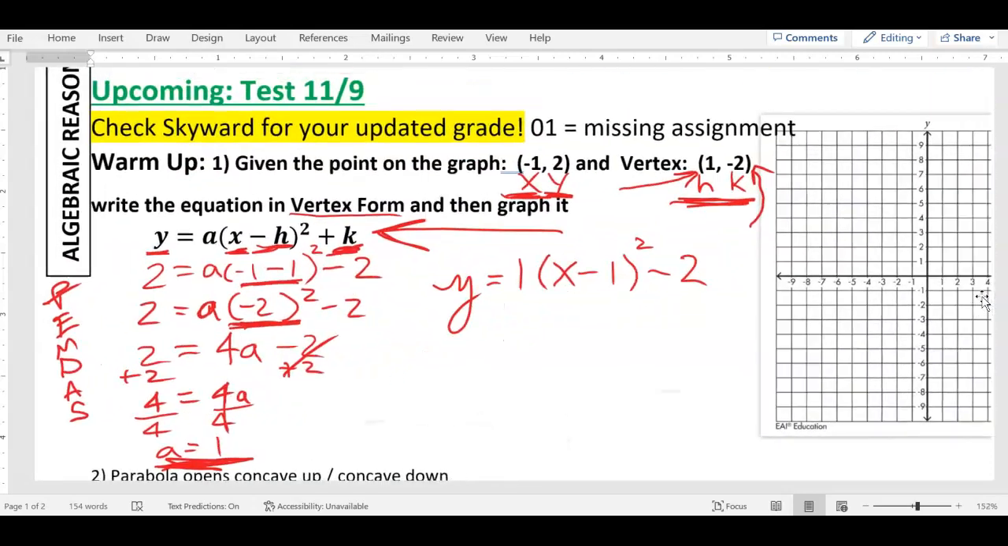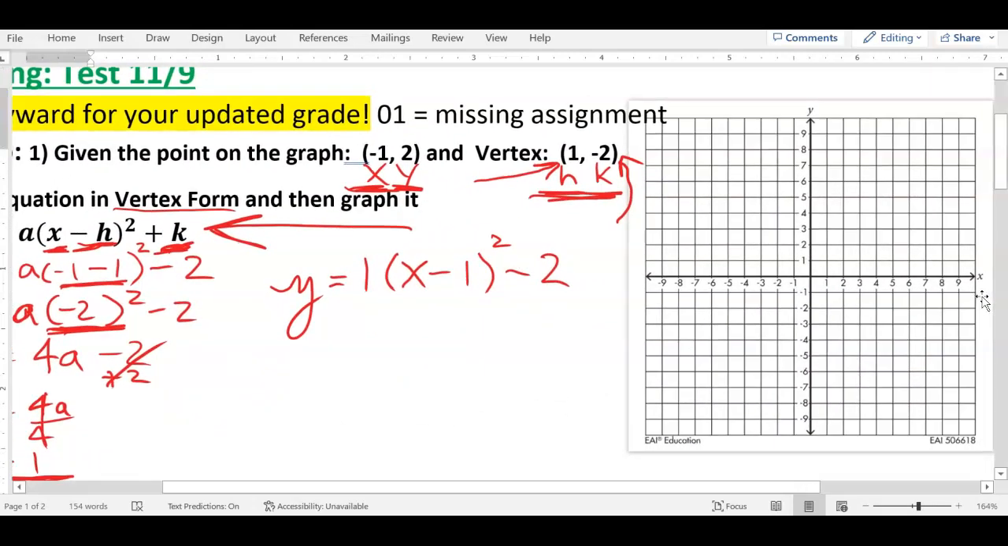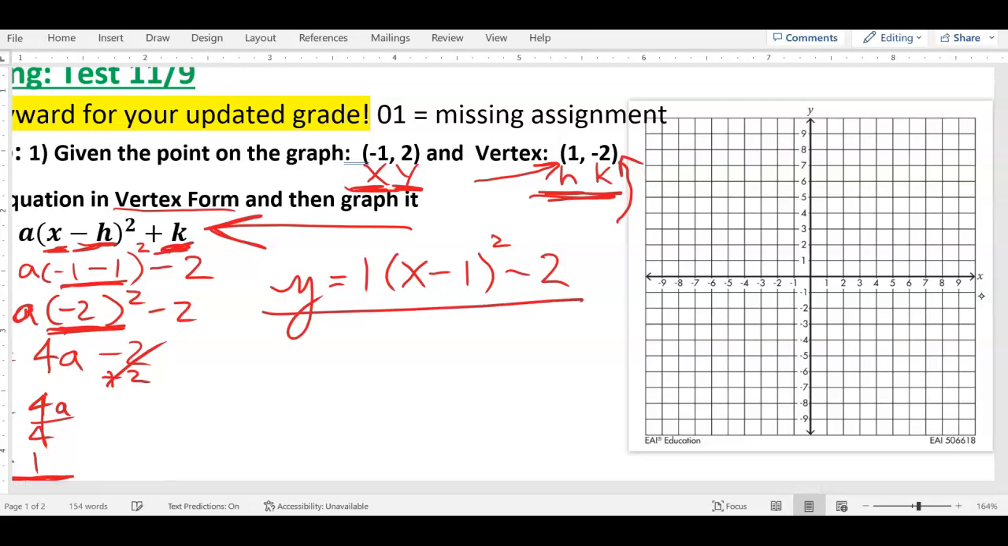Now, off to the side here, you don't have a grid on your warm-up, so look at this because you got to know how to do this. How would I go from this equation onto a graph? There's 2 things you need to know, the vertex and the a value, the rate of change. Okay, so let's start with the vertex. Remember, insiders lie, so the opposite of -1 is a +1, and then -2, right?